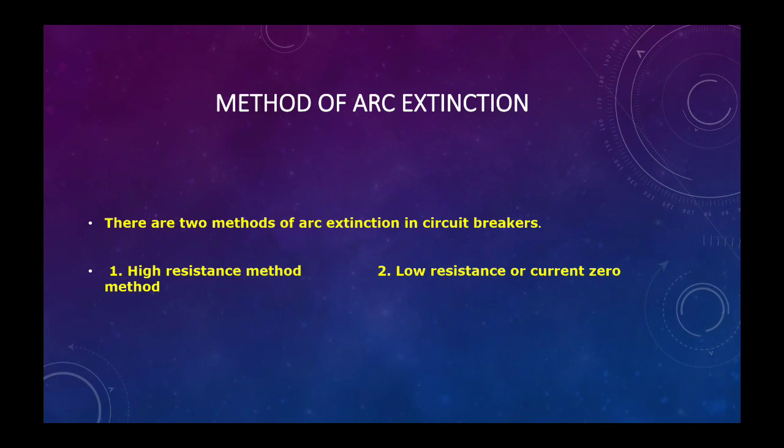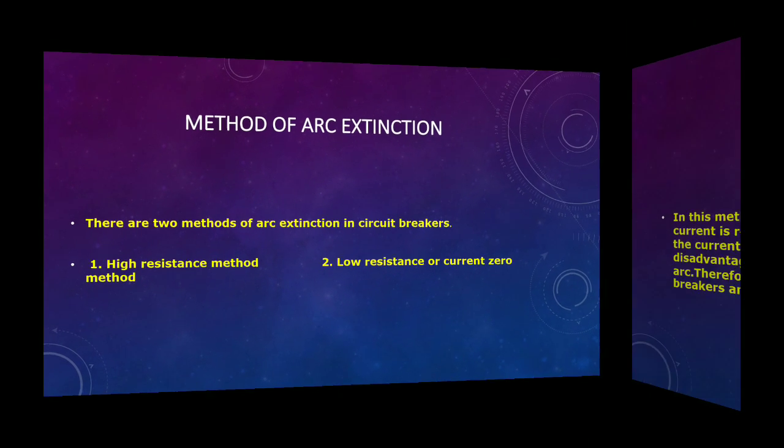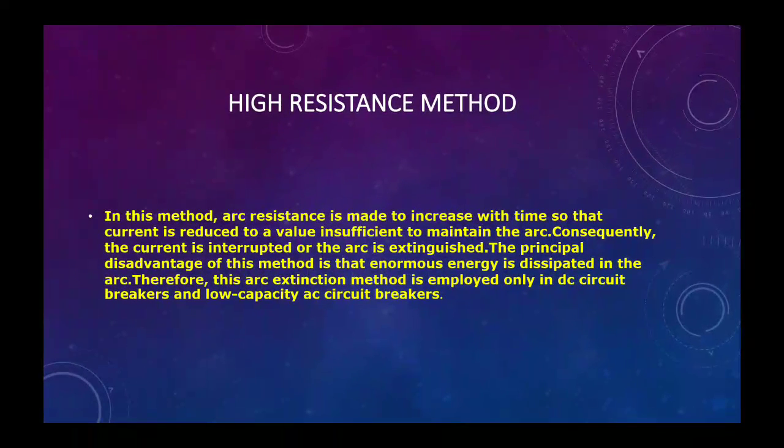Now, there are mainly two methods of arc extinction. Number one is the high resistance method, and number two is the low resistance or current zero method. At first, the high resistance method. In this method, the arc resistance is made to increase with time so that the current is reduced to a value insufficient to maintain the arc. So if the arc resistance is increased, then the current is reduced and the arc is extinguished.